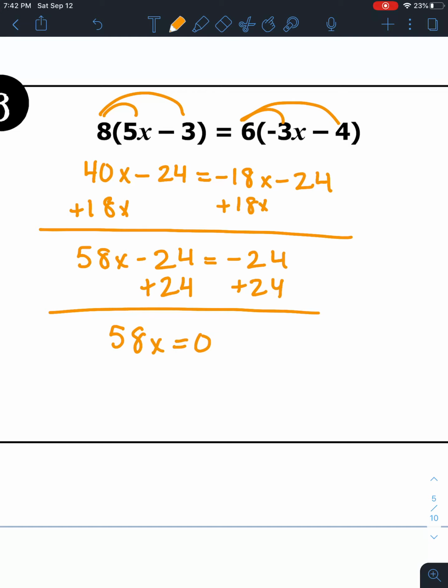Now some kids might stop here and say no solution. Keep going. Divide by 58. 0 divided by anything is always 0, so x equals 0. Now when x equals 0, that is a solution. You plug in 0 and your equation is true. All right, let's move on to our last one.